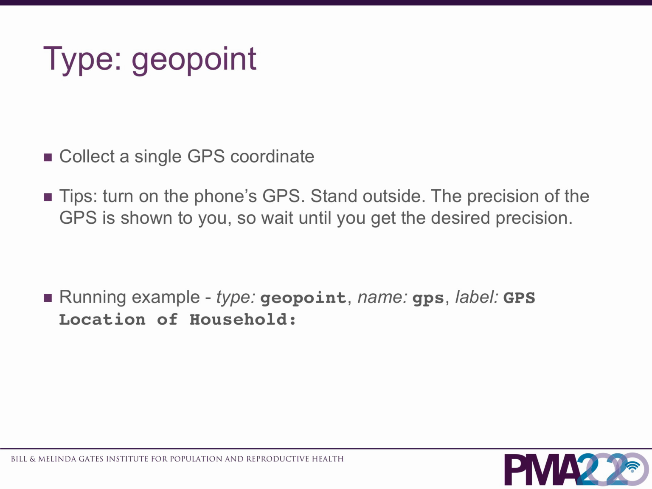Another type of question that ODK can use is the geopoint. This is how we collect a single GPS coordinate. In our running example, on the next open row on the survey tab, write geopoint in the type column, GPS in the name column, and in the label column, GPS location of household. Some tips for collecting a GPS point is to turn on the phone's GPS and stand outside. The precision of the GPS is shown to you, so wait until you get your desired precision.